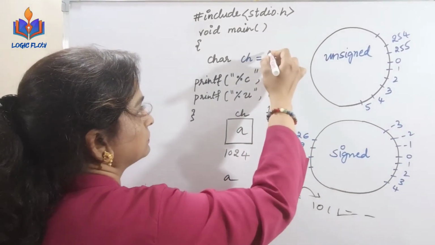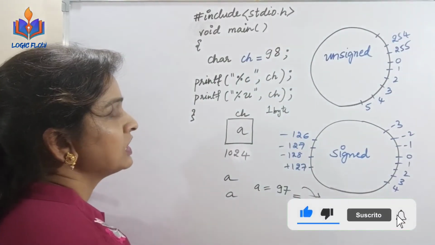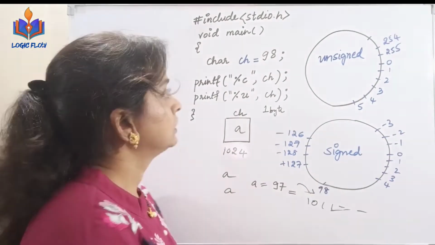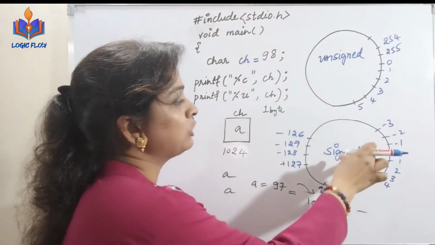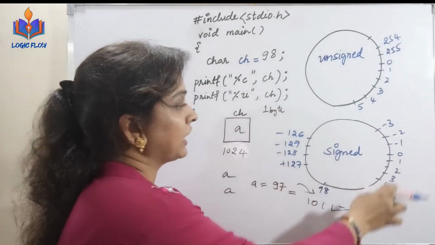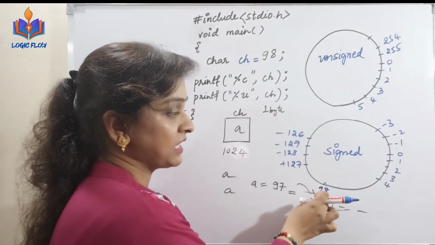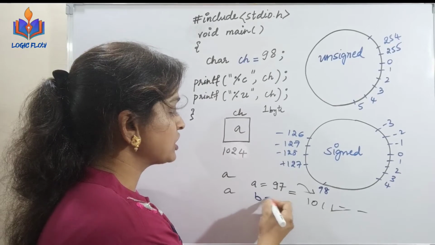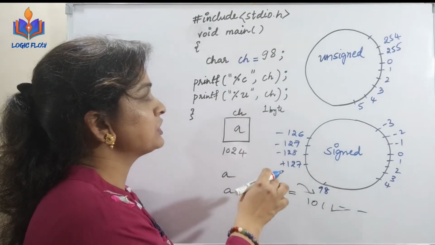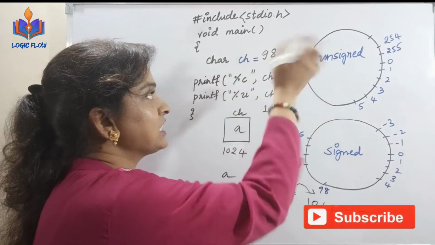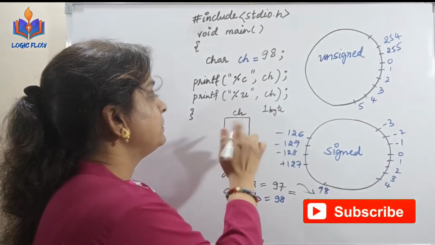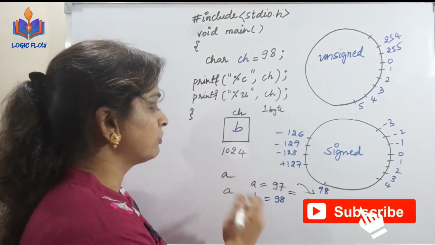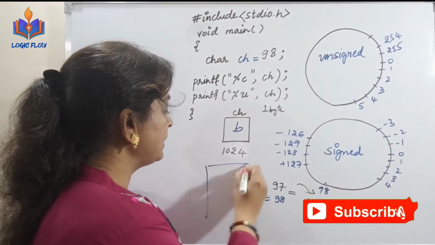But let me change this value to a number. I say 98. Ch equal to 98. So what happens when I change the value to 98 here? I need to check with the signed character range. Yes, obviously 98 is in this range. But which character code is this? It is B, which is 98. So this code 98 gets converted to the character, and B will be stored in ch. When I say printf %c ch, my output will be B.